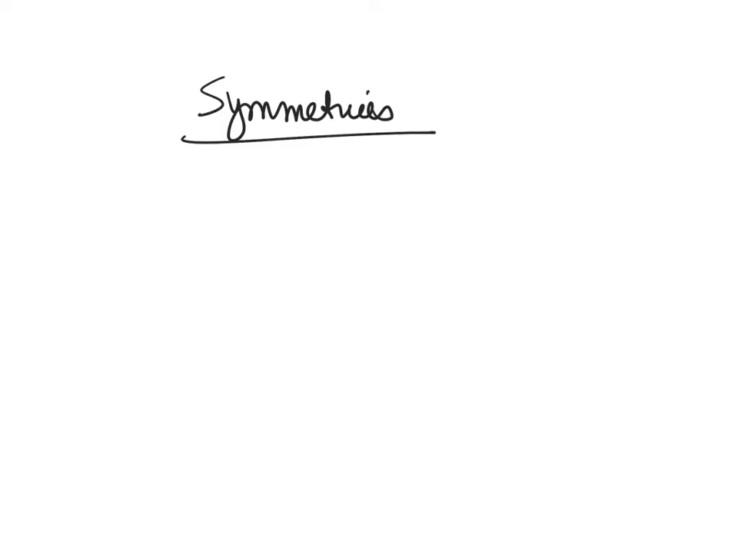So when you have graphs, we like to look at how the graph has possible symmetries. Now, not every graph has a symmetry, but some do. So one type of symmetry that we talk about is symmetric about the x-axis. We say x-axis symmetry. Let's say we have a graph that looks like this.